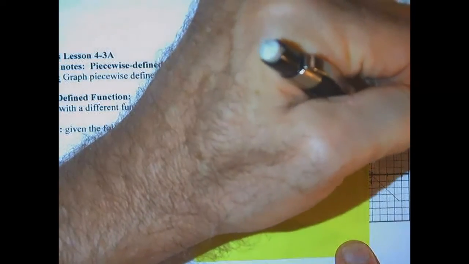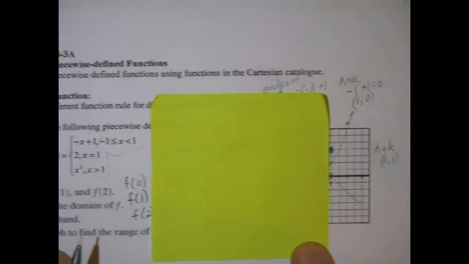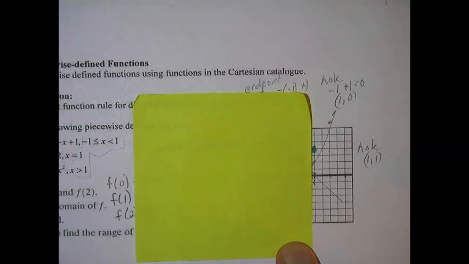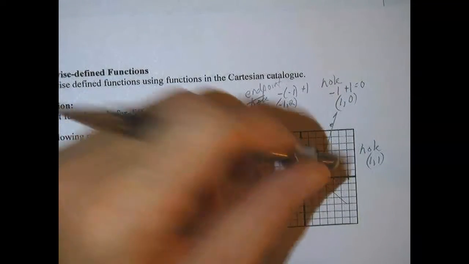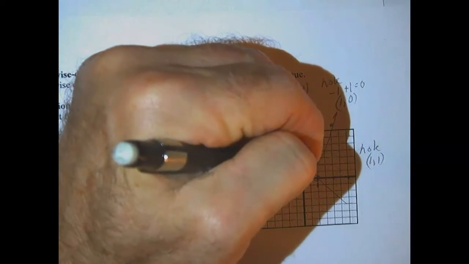That's my last one. Hole at 1, 1. That's the last endpoint or end hole on this. Whoops. So let's see what we got. Okay, it looks like the graph at 1, 1 is right there, so we're going to make that a hole. This is, again, why we use a pencil, so we can erase.